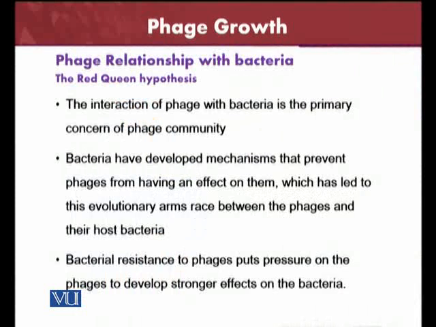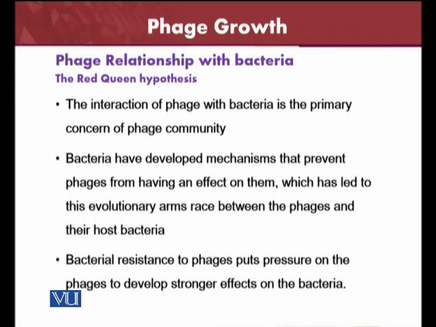Now, the phage relationship with the bacteria and the Red Queen hypothesis. The Red Queen hypothesis is about the evolution of the bacteria or viruses along with their environment or their host. The interaction of the phage with bacteria is the primary concern of the phage community. Of course, phages are the viruses of the bacteria, therefore their interaction with the bacteria is their primary concern. The phage cannot survive unless bacteria are present.